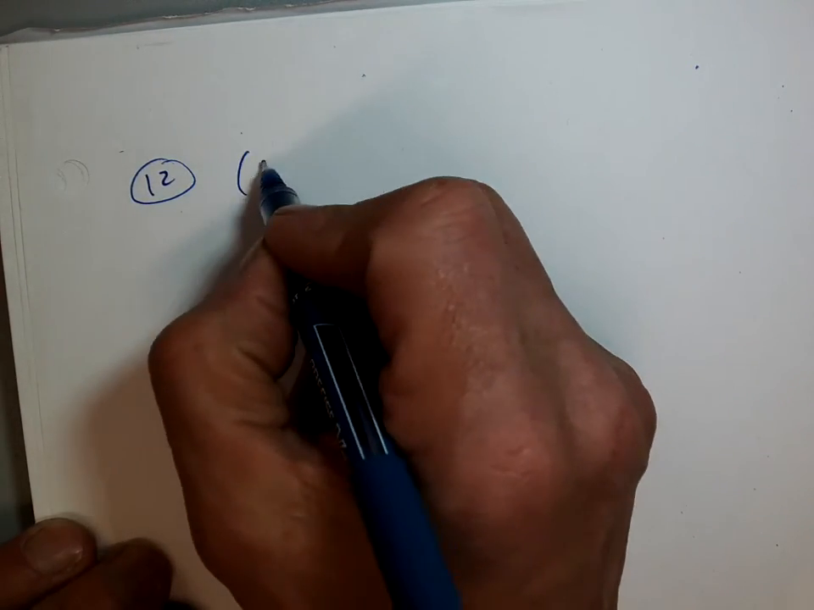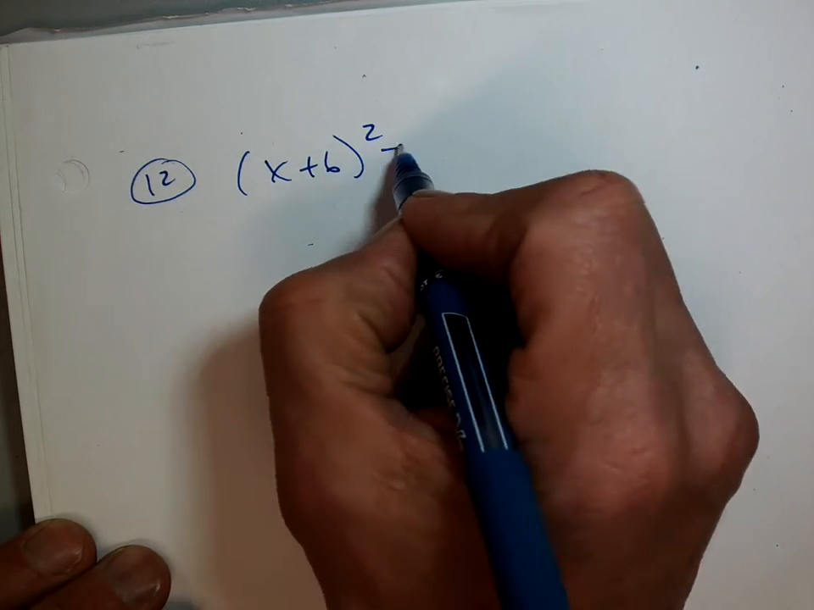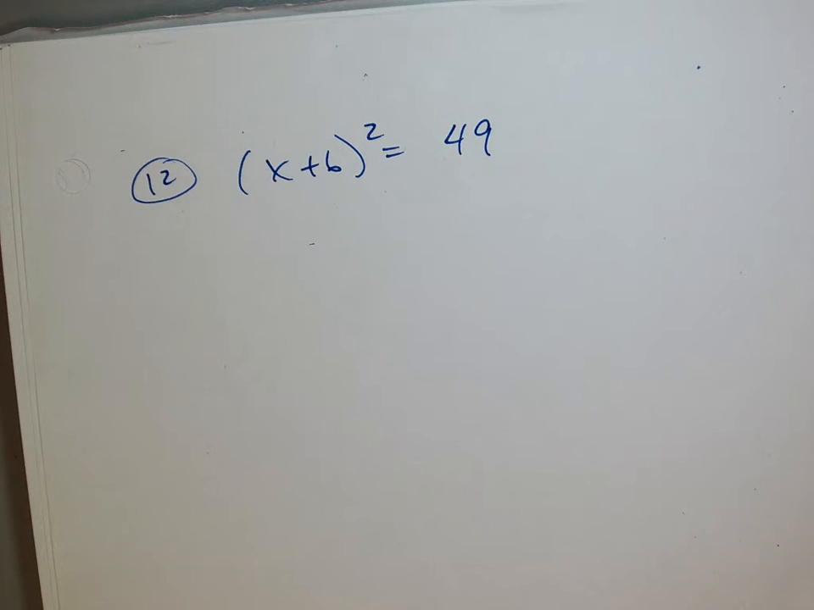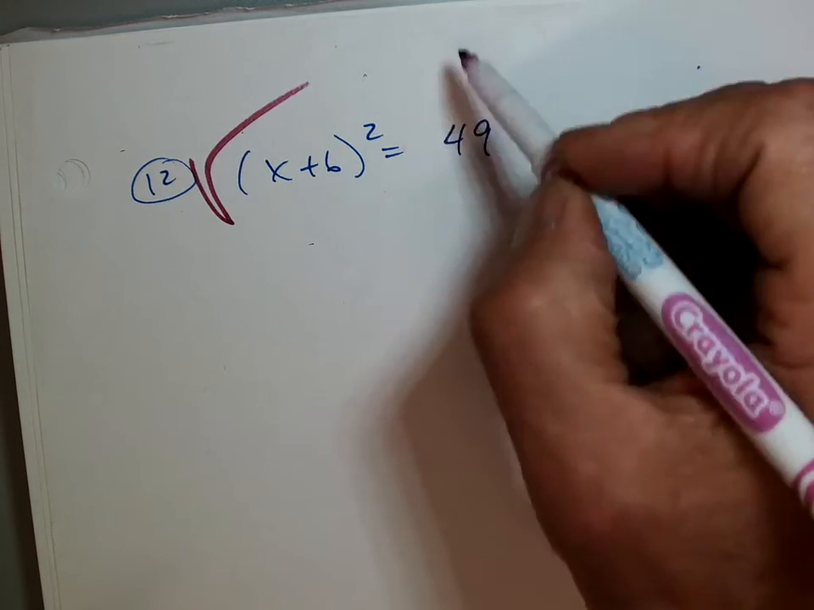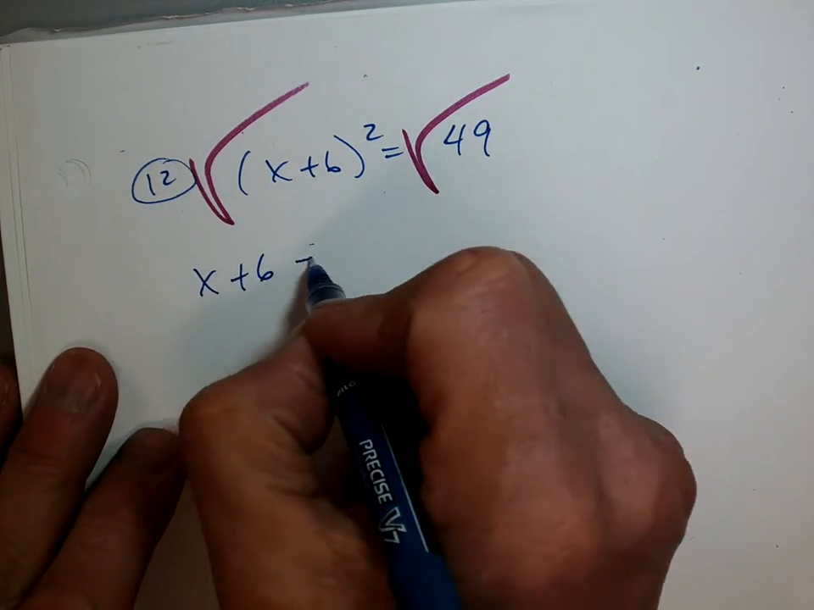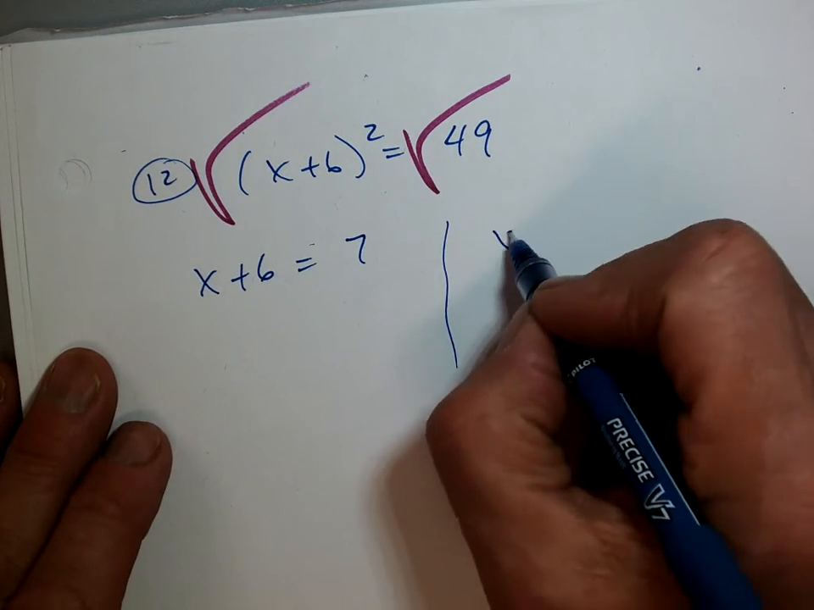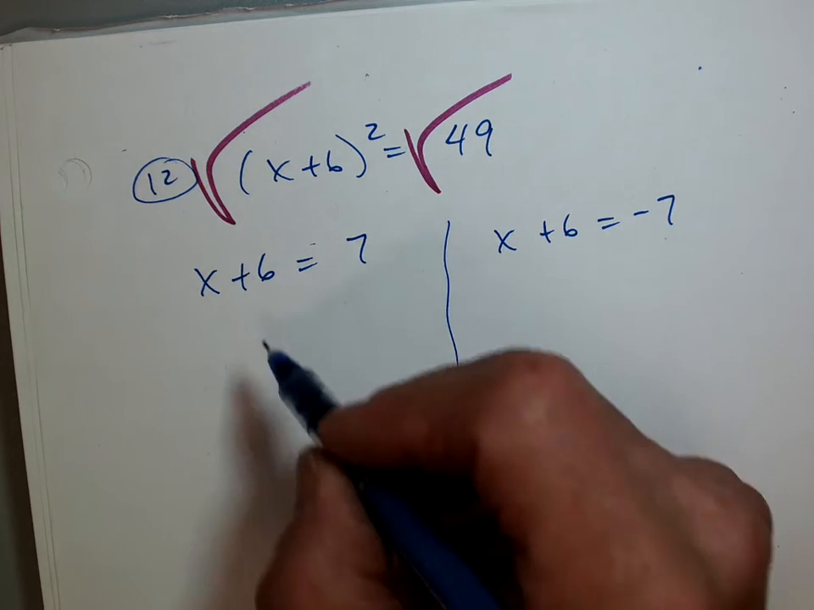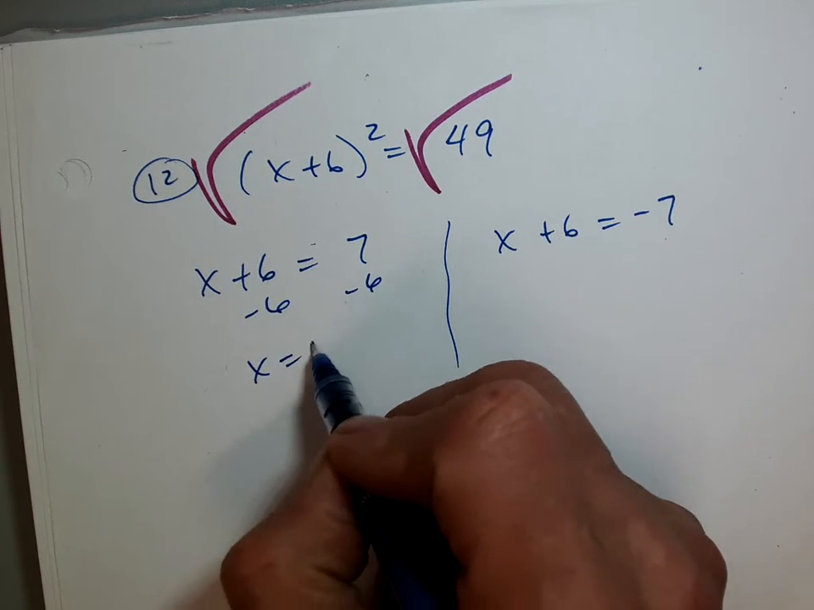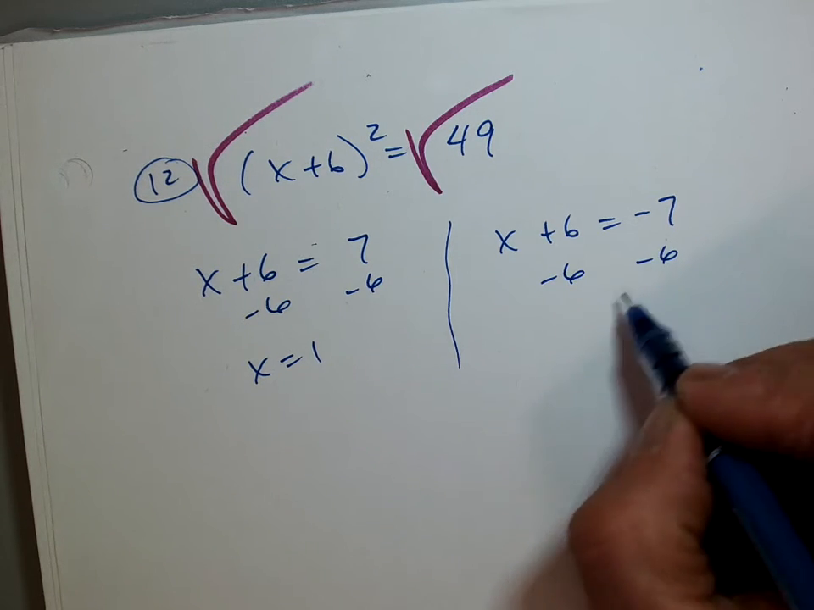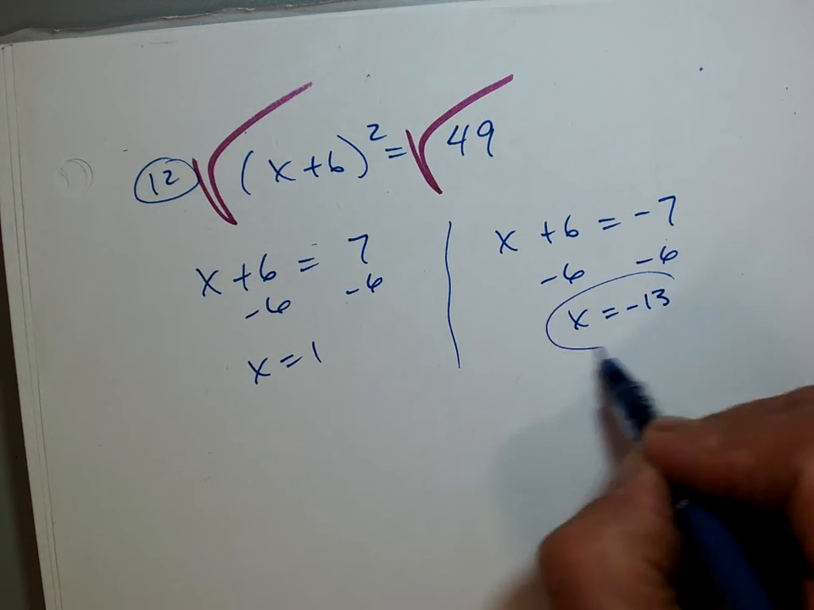Okay, number 12. I have x plus 6 squared equals 49. Okay, what do you think? What are we going to do? Square root it, right? How many answers? So I'm going to have x plus 6 equals 7 and x plus 6 equals negative 7. 2 answers, right? 7 and negative 7. Then it gets easy, right? Minus 6, x equals 1. Minus 6, x is negative 13. Okay, here are my 2 answers.